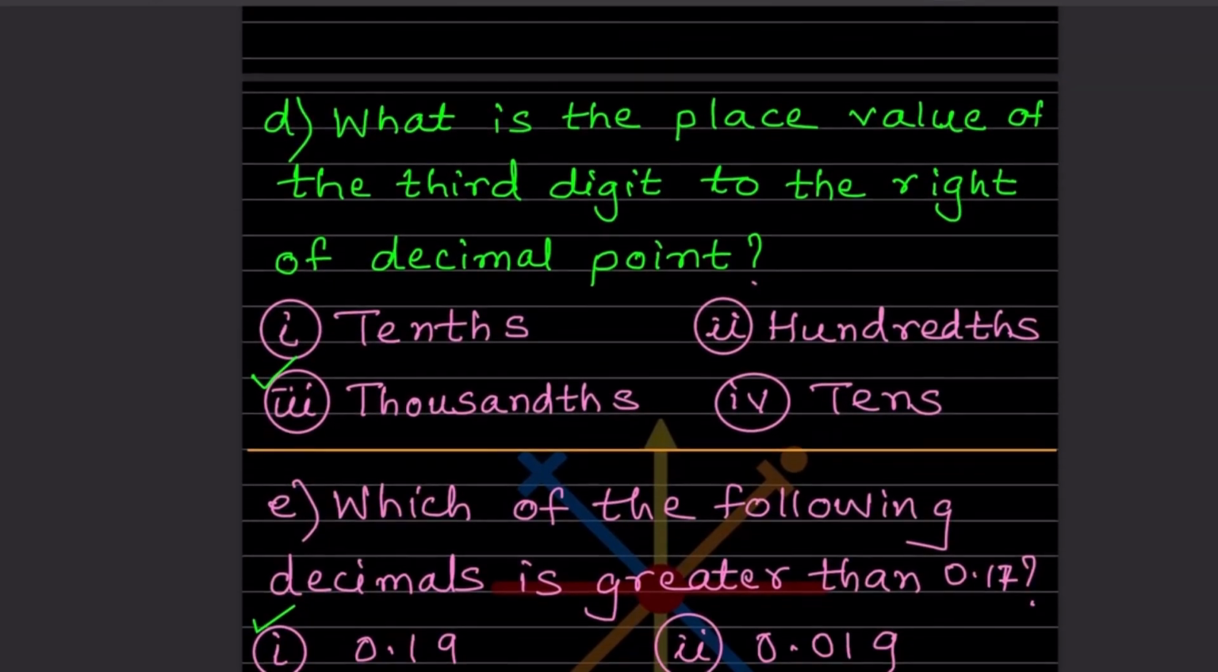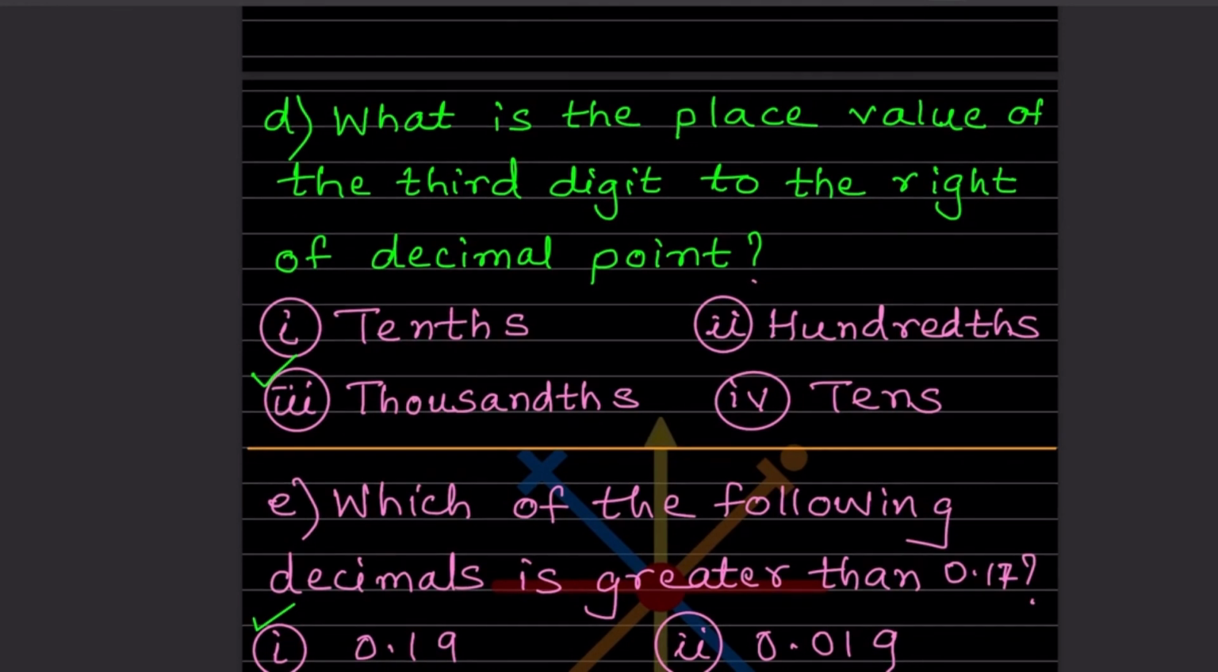What is the place value of the third digit to the right of the decimal point? So third digit means, now see the point is here. Suppose I write something like 1.234. So the third digit after the point is here. So now see here, after the point whatever is there, this is the tens place, this is the hundreds place, and this is the thousands place.